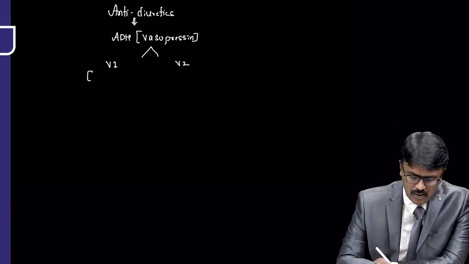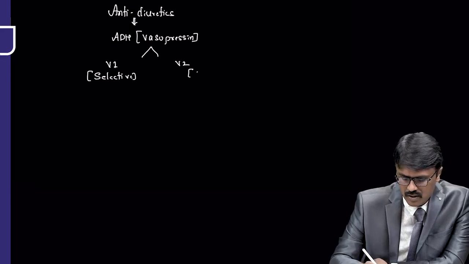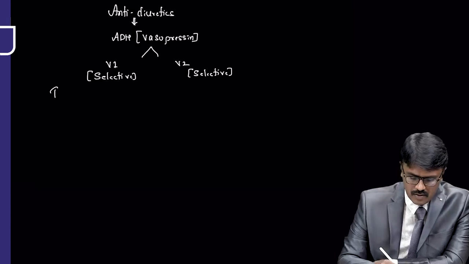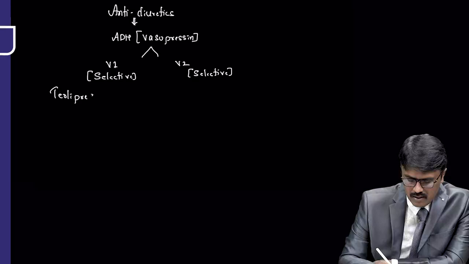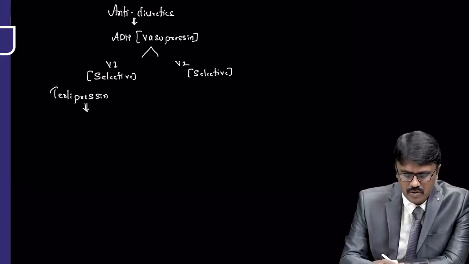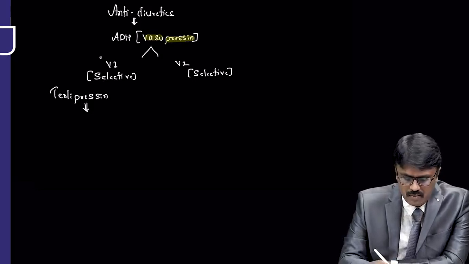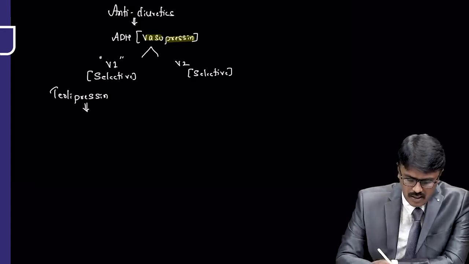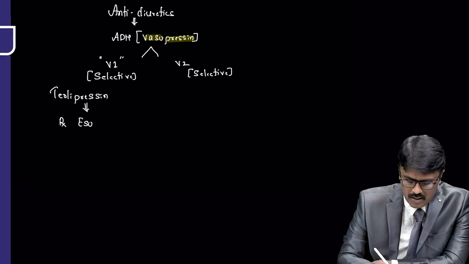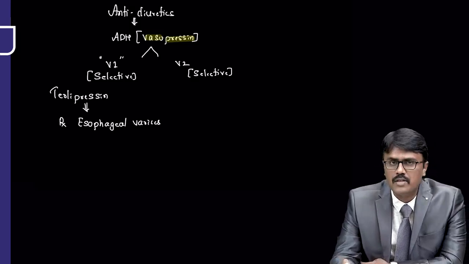Now, there are drugs which are agonists for V1. So, we have a drug which is V1 selective, and a drug which is V2 selective. The V1 selective drug is called terlipressin. The name vasopressin: vaso means blood vessel, pressin means constrict. So V1 is mainly present in blood vessels and it can constrict them. So terlipressin is used in the treatment of esophageal varices because it has vasoconstrictor property.